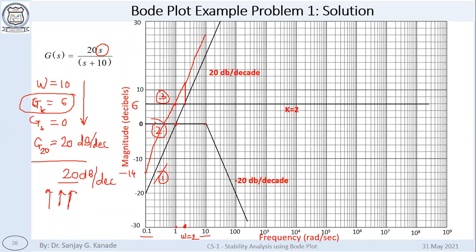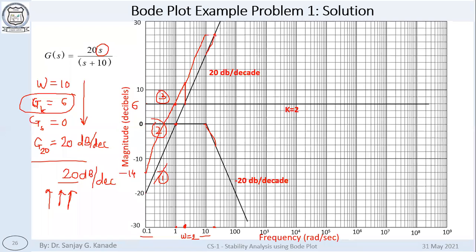You just try to look into these individual components again. Let's say at this particular point, omega equal to 20. What are the values? This value and this value. How are these contributed? This is a negative 20 dB per decade slope, and this is a positive 20 dB per decade slope. So the resultant slope is 0 dB. And that's why, because of these two opposite slope lines, ultimately we are going to get a horizontal line.